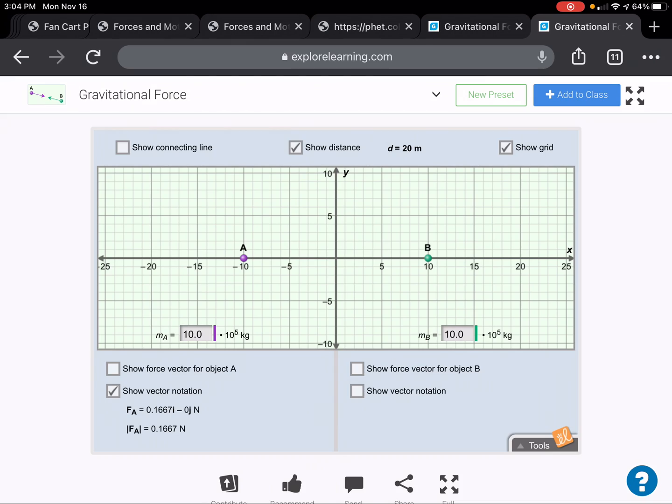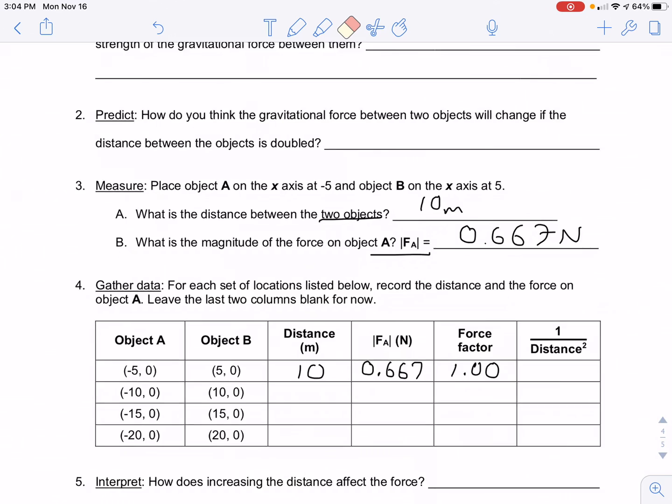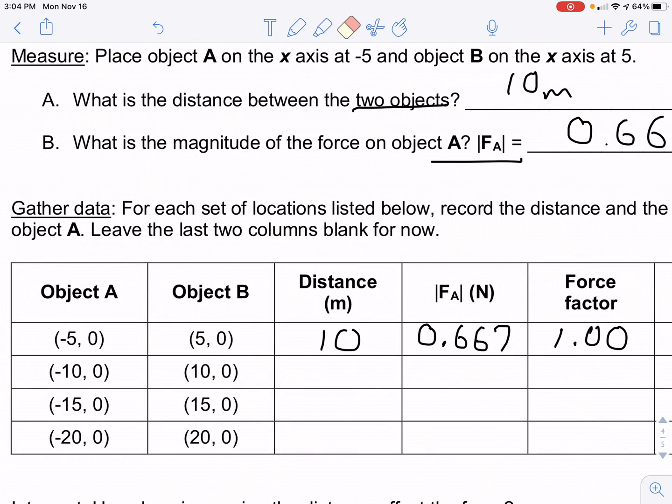0.1667 newtons when there's double the distance between them. So the distance between -10 and 10 is 20 meters between them. And the force was reduced from 0.667 to 0.1667. We'll talk about the calculations for this in a minute. Let's continue taking data. Now we're going to triple the distance for each one.